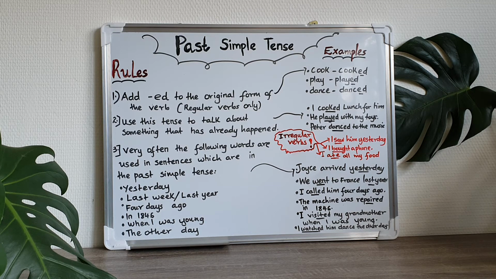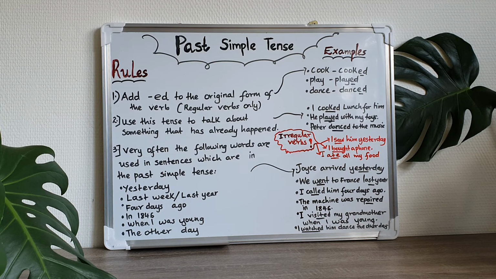Now, let us look at the examples on the right. Joyce arrived yesterday. So, we're talking about something that has already happened. So, the verb arrive becomes arrived. Next example, we went to France last year. So we are not talking about this year. We are talking about last year.